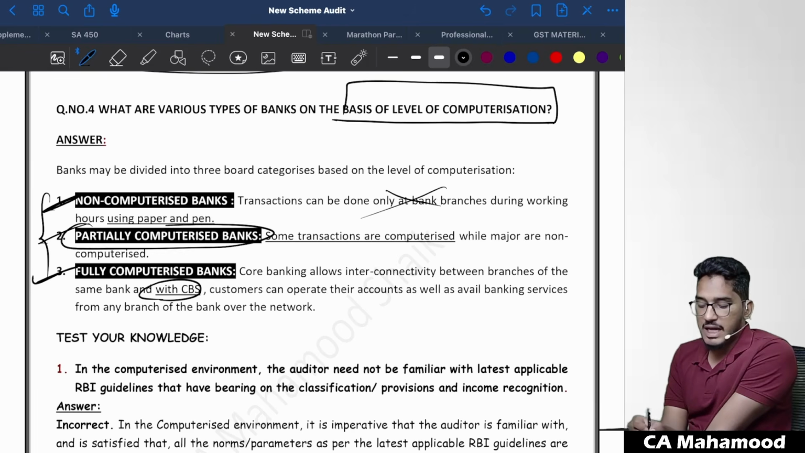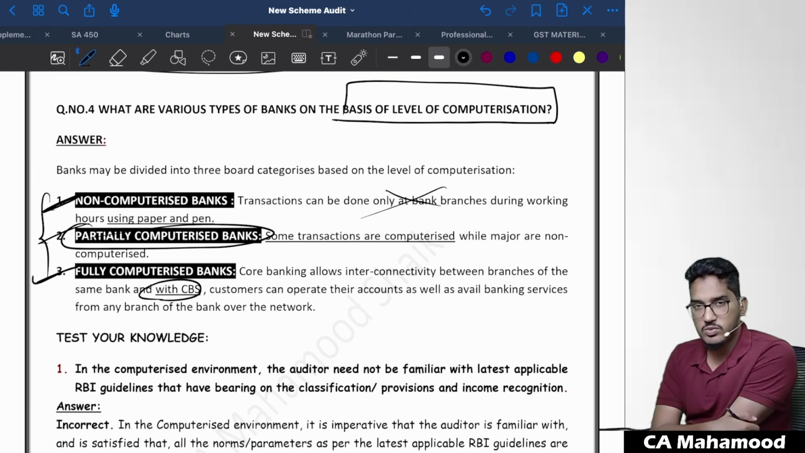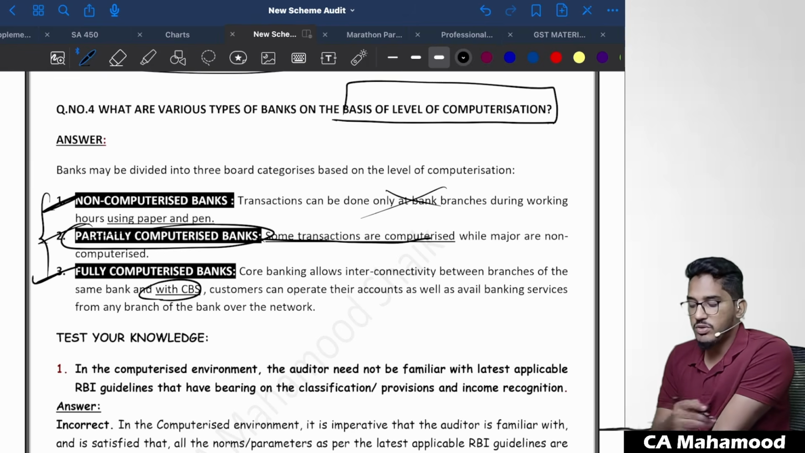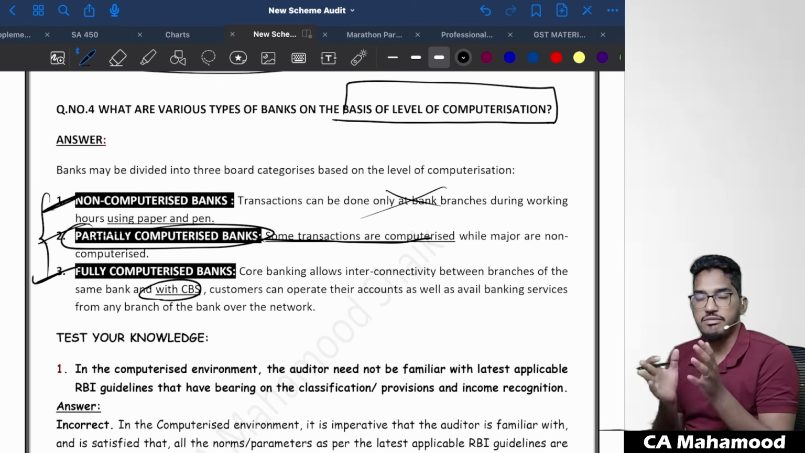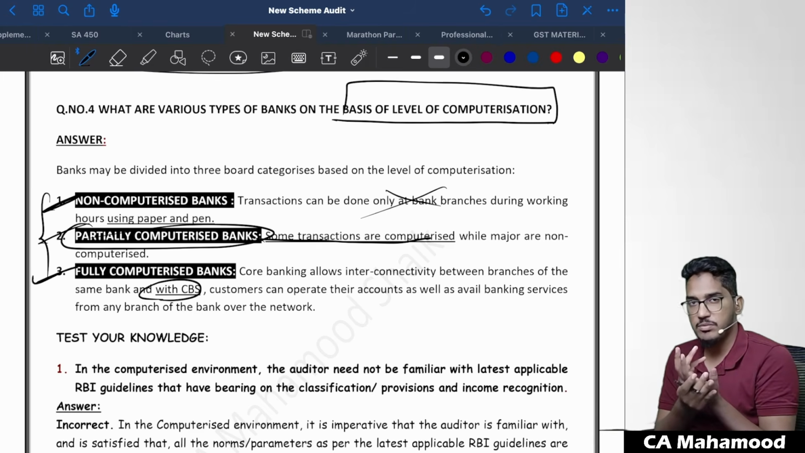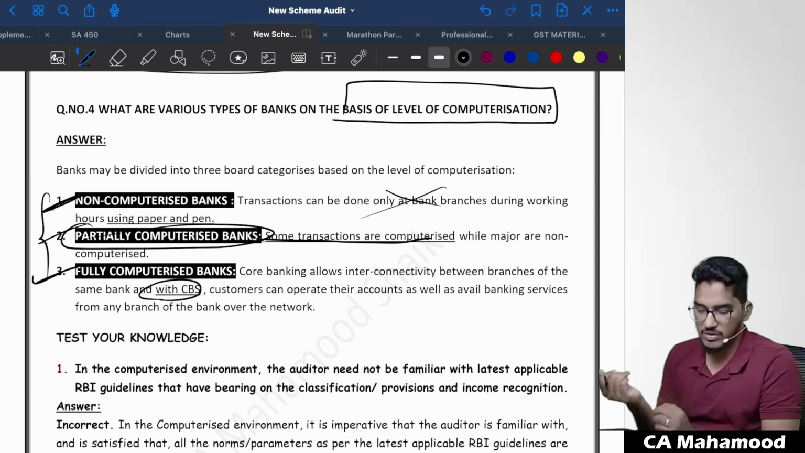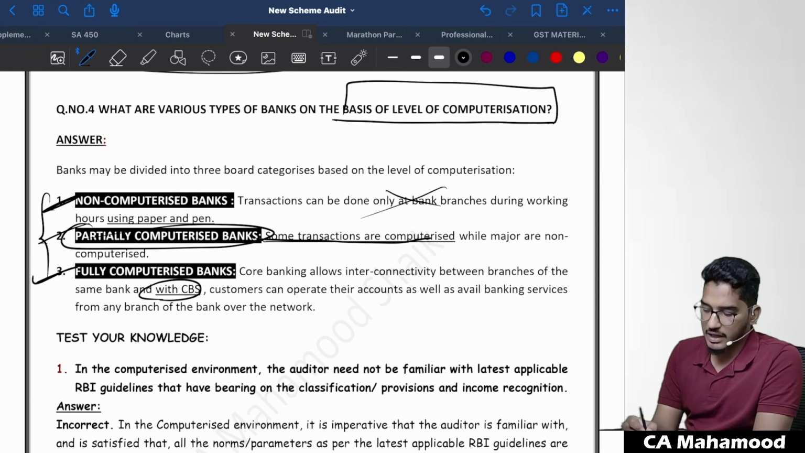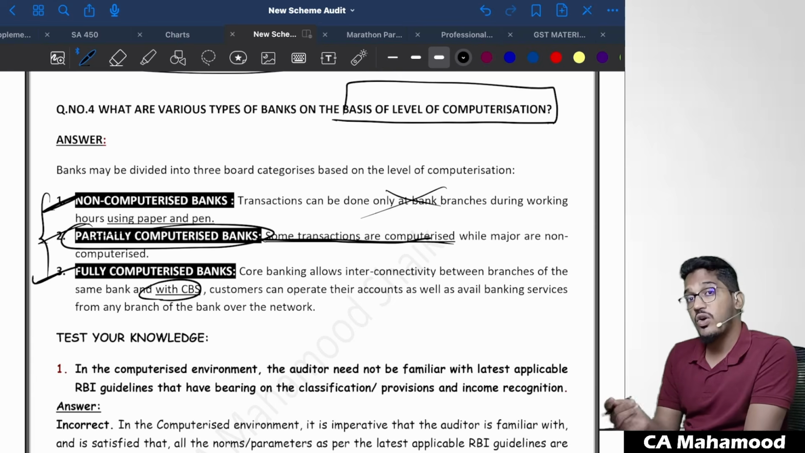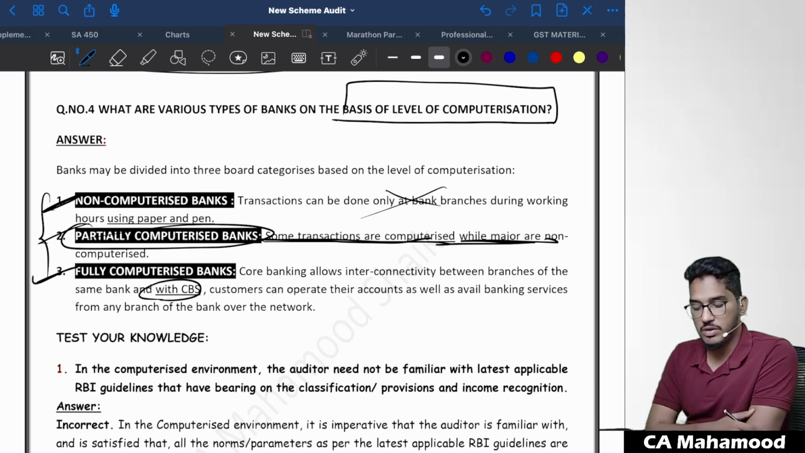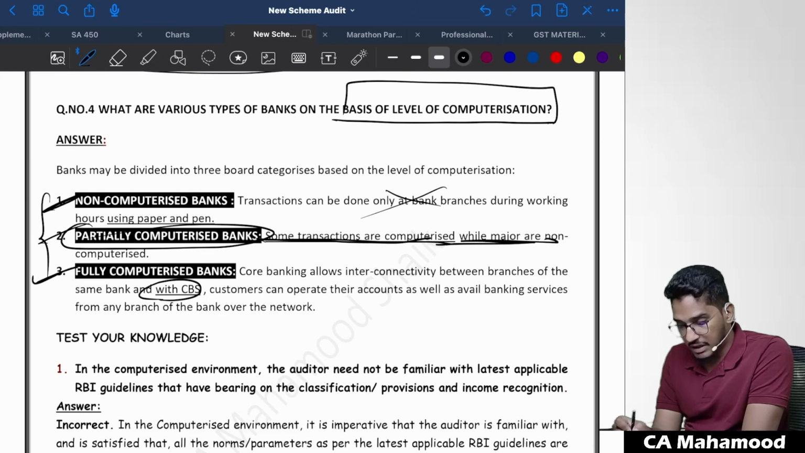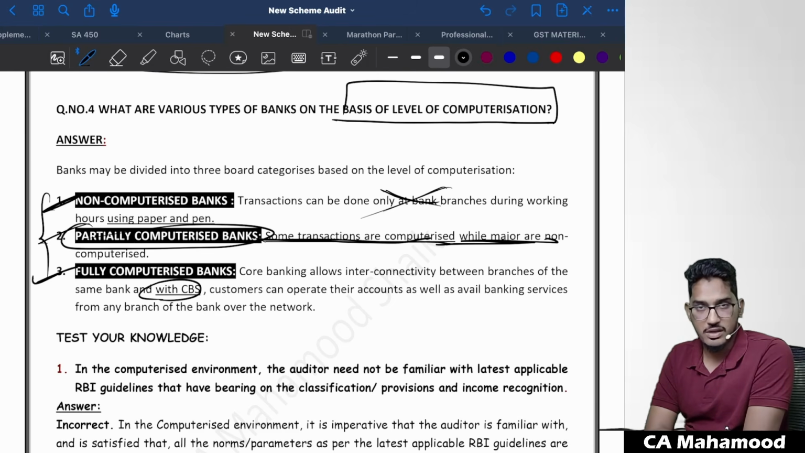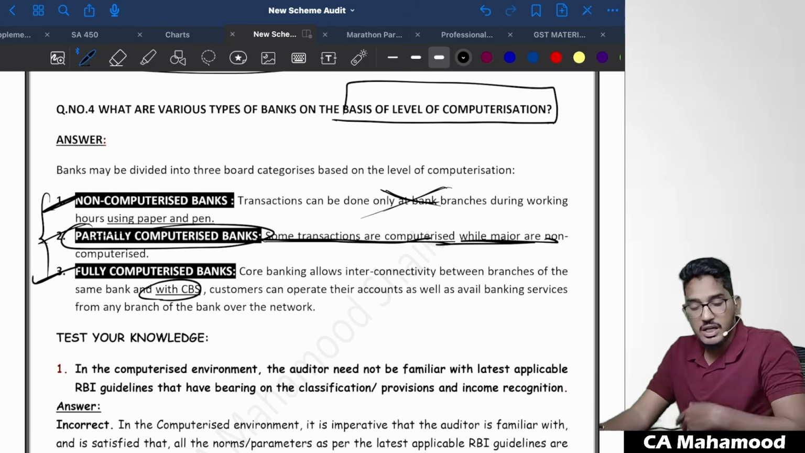Then we have in between one category, partially computerized banks, which means what? Only a few transactions are computerized while major transactions are happening in a non-computerized manner. That means half. So only some transactions are computerized, some other transactions are happening in a manual way. We have some banks in India under this category, some cooperative banks which still fall under partially computerized banks. But in India, we don't have non-computerized banks now. Clear, everybody? Able to understand?